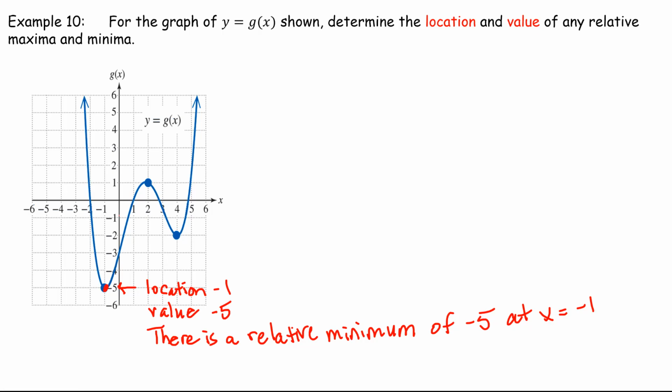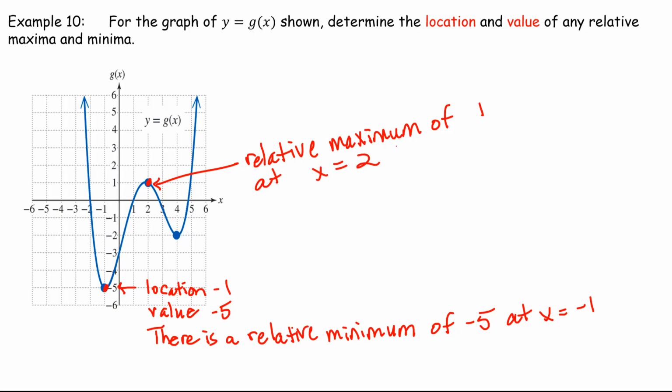Then we look over here, we see another point that is higher or lower than the points around it. That one is higher than the points around it. We would call it a maximum. So here we have a relative maximum of 1. So f of 2 is 1 at x equals 2. So there's a relative maximum of 1 at x equals 2. So the location is where we are on the x-axis, and the value of that maximum is 1.